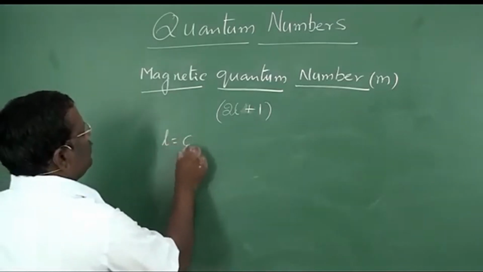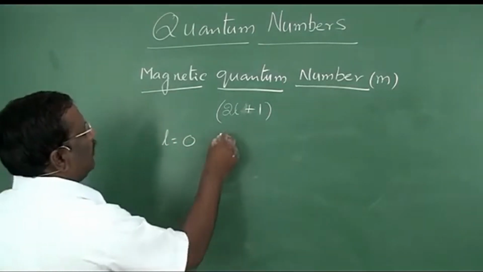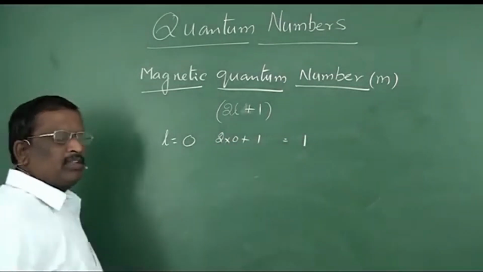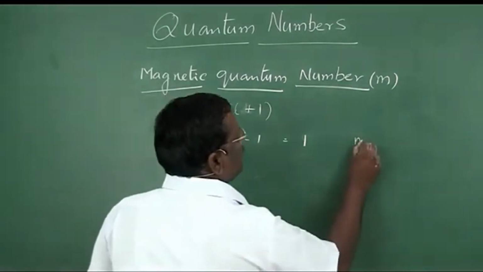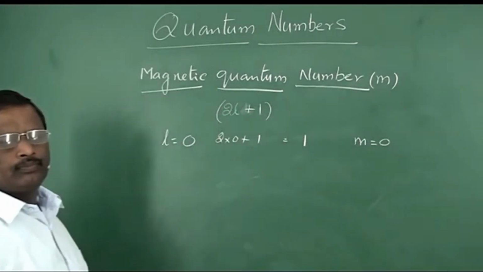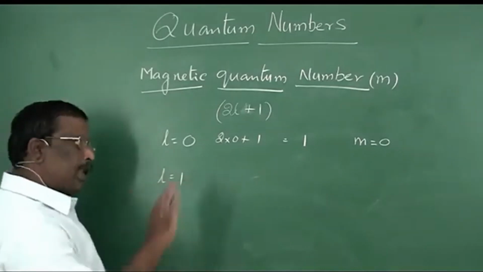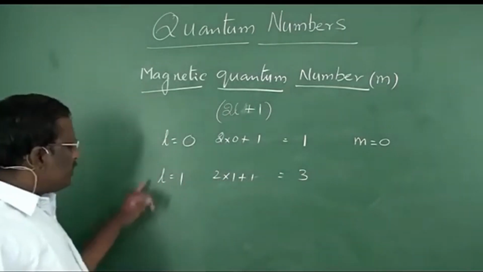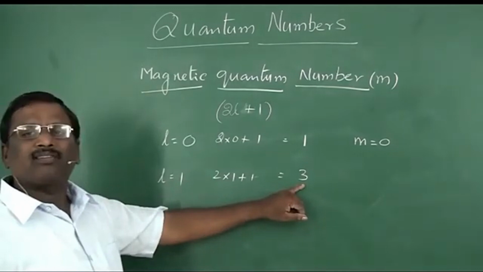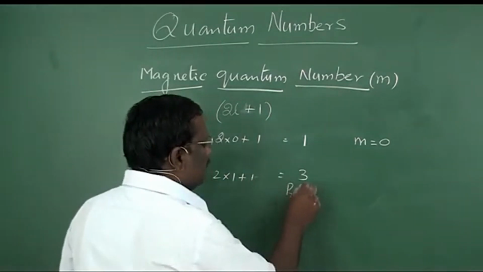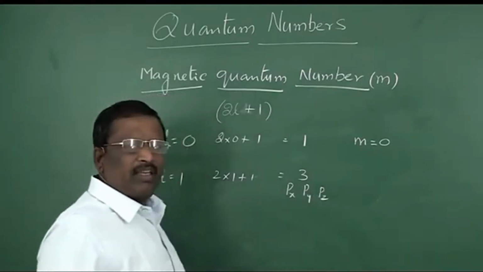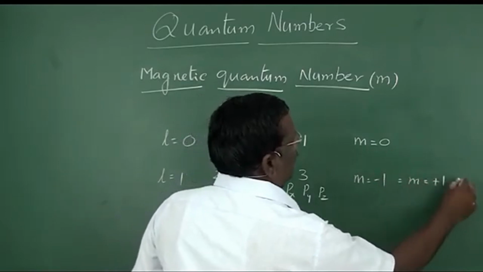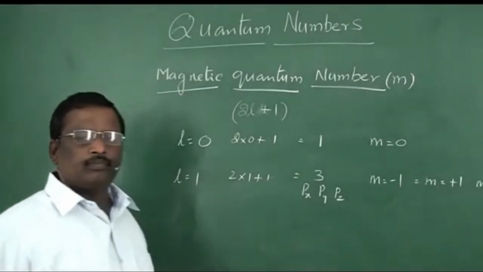For example, if L is equal to 0, the number of orbitals is 2 into 0 plus 1, that is equal to 1. And these orbitals are designated with m, so its value is m is equal to 0. For L is equal to 1, the number of orbitals is 2l plus 1, that is 2 into 1 plus 1, that is 3. So L is equal to 1, that is the p sub-energy level. It has 3 orbitals. They are px, py, and pz. Their values are m is equal to minus 1, m is equal to plus 1, and m is equal to 0.